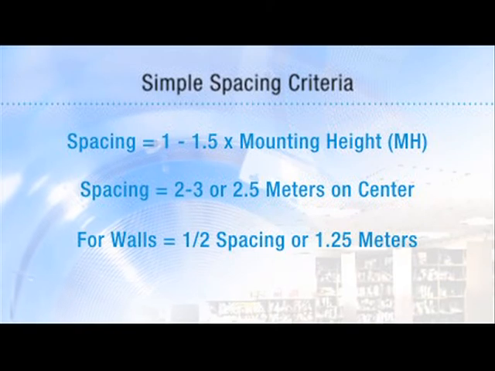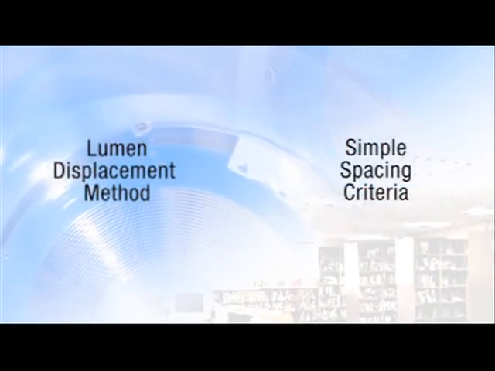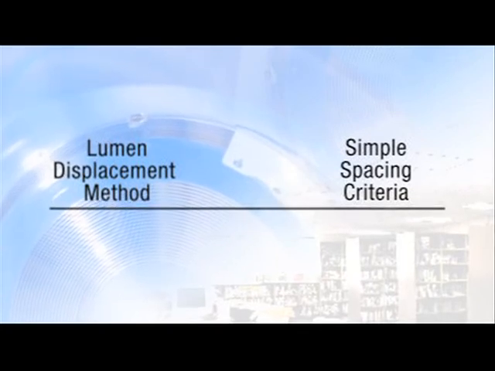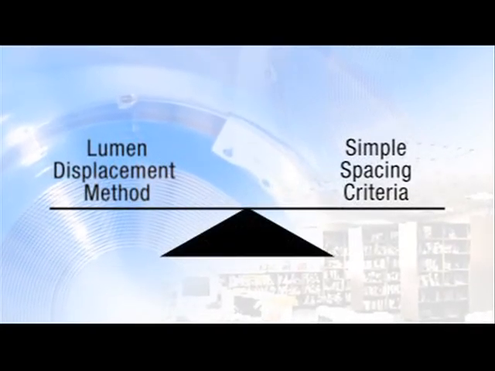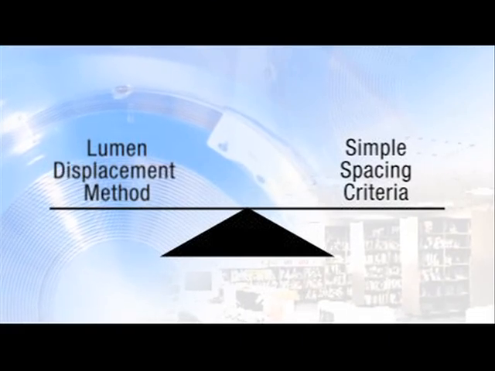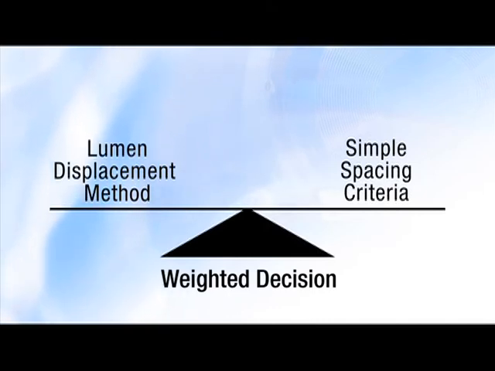With these easy estimating tools, the number of Solitube daylighting systems are calculated using both the lumen displacement method and the spacing criteria methods. The actual design is then based upon the higher number of units from both calculations. Remember, this approach is intended to serve as a general guideline.